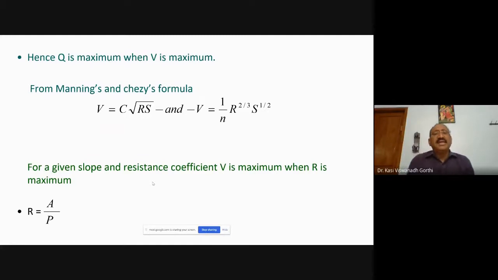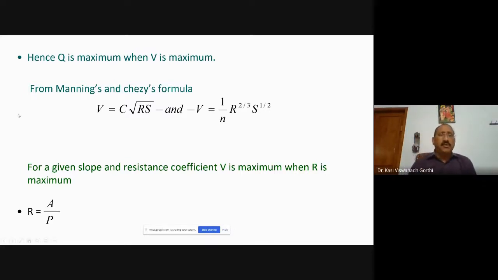So V, the velocity, directly depends on the hydraulic radius R in both the equations. For Chezy's equation, V is equal to C into square root of RS, and for Manning's equation, V is equal to 1 by N R power 2/3 S power half. In both the cases, the velocity V depends on the hydraulic radius R. So for a given slope and resistance coefficient, V is maximum when R is maximum, because V is proportional to R to the power half or to the power 2/3. When R is maximum, the velocity V becomes maximum. If velocity V is maximum, the discharge is maximum. If the discharge is maximum, we say that the channel section is the most economical channel section.